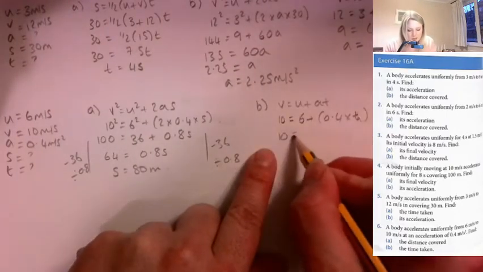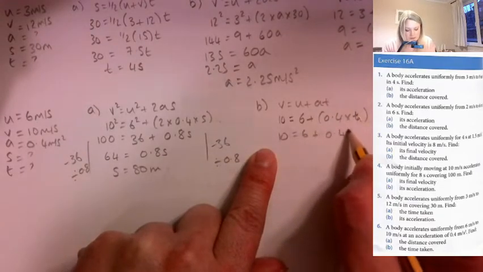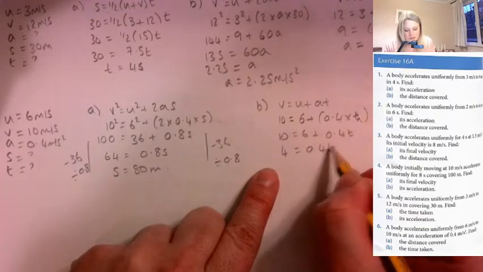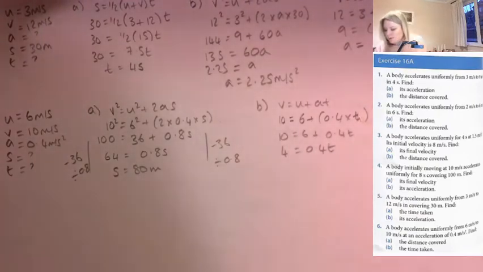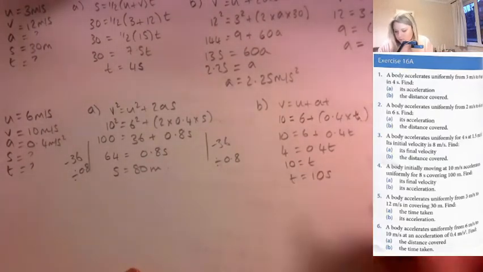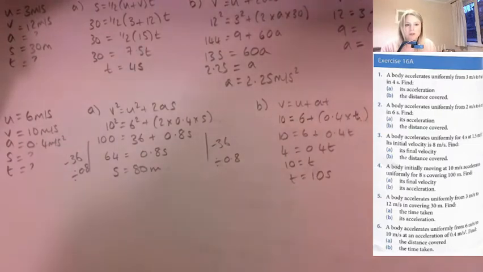So 10 equals 6 plus 0.4T. So if I take 6 away from both sides, I get 4 equals 0.4T, and then just divide by 0.4. That gets me 10. So 10 seconds. Yep. Okay, let's go on to 7.